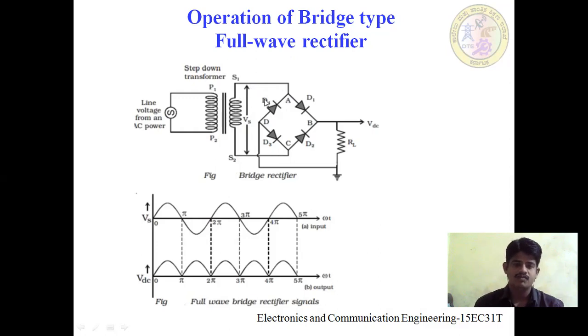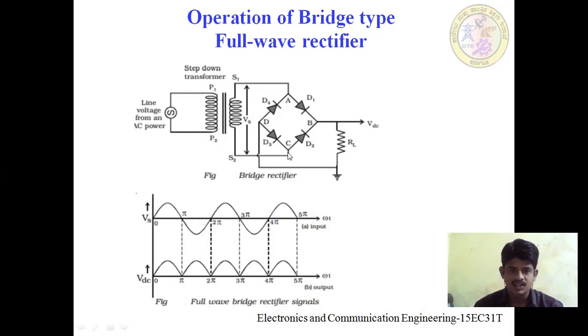If you understood this, similarly we will analyze this circuit for the negative half. So this is the negative half of the AC input signal. In this condition, during the negative half, point S2 is positive with respect to point S1. In this condition, this S2 is positive.